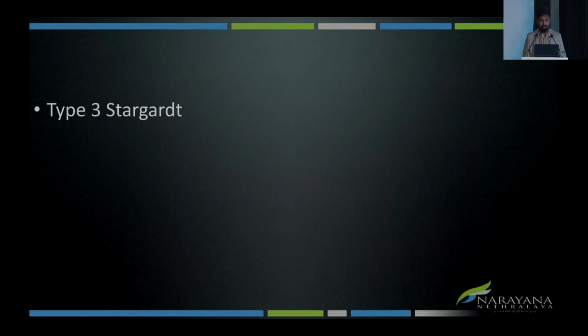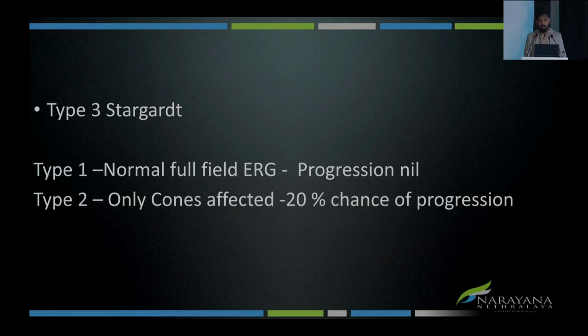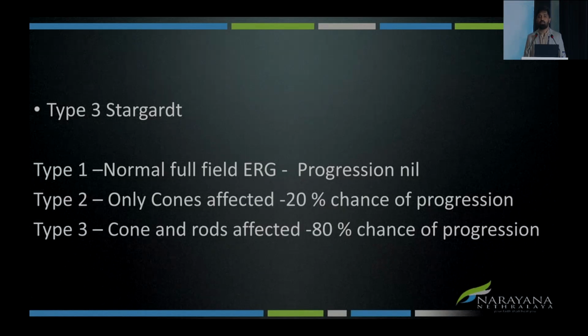Okay. So you might ask, sir, why are we doing ERG in a Stargardt's patient? What is the use? Because based on the response of the ERG, Stargardt's can be of 3 types. If the full field ERG is normal, that means the disease is just localized to the macula, in which the chances of progression are almost nil. If only cones are affected, there is a 20% chance of progression. If both cone and rod components are affected, as in our case, there is an 80% chance of progression, so it also helps to prognosticate.